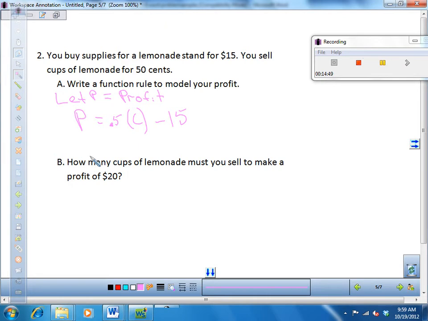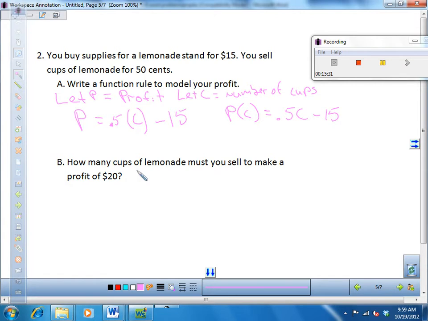Now to write it in function notation, the way I write that in function notation is P of C. P of C is equal to 0.5 C minus 15. Okay? So this means that your profit is a function of the number of cups. I should have let C equal the number of cups that you sell. Number of cups. And so this means that the profit is a function of the number of cups.